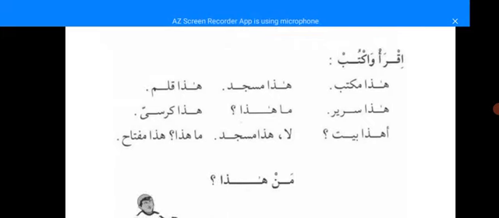اقرأ واكتب. Read and write. هذا مكتب. This is a table. This is an office, depending on the object in front of you. هذا سرير. This is a bed. أهذا بيت. Is this a house? لا. No. هذا مسجد. This is a mosque.